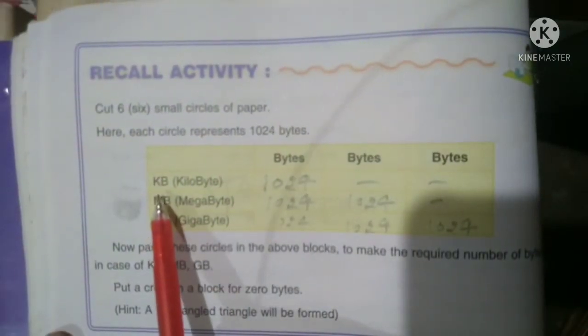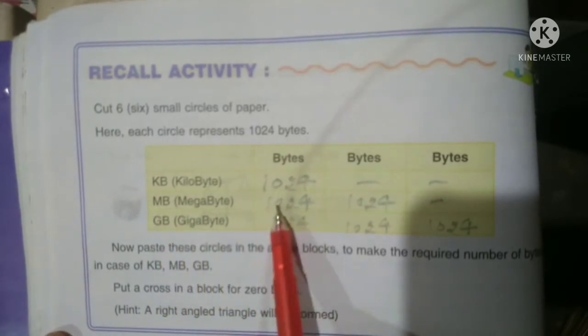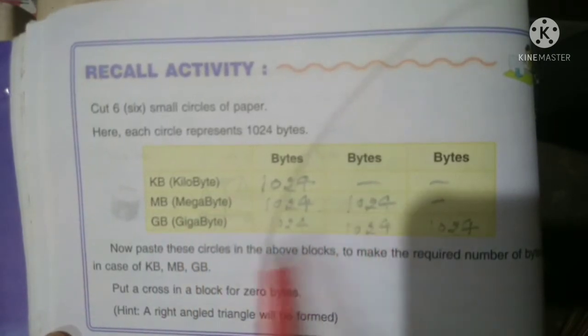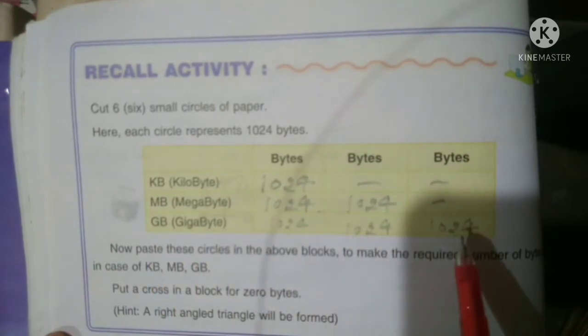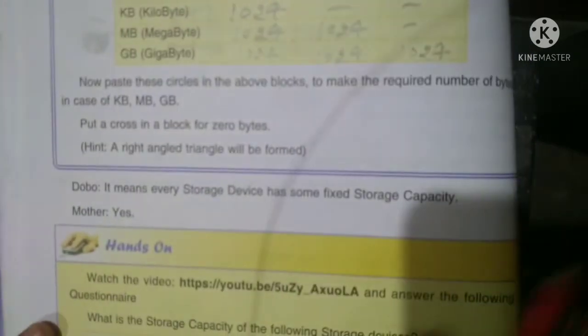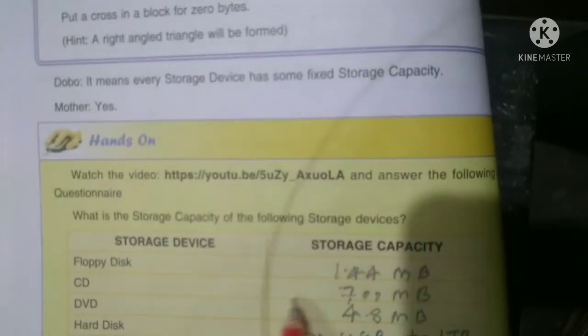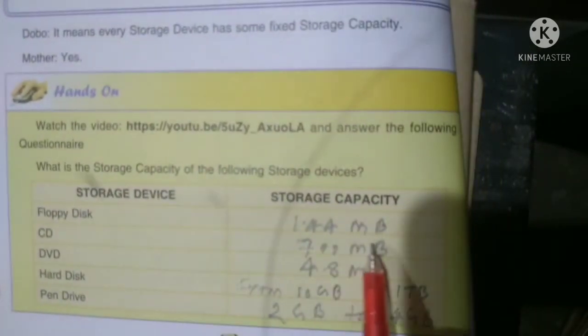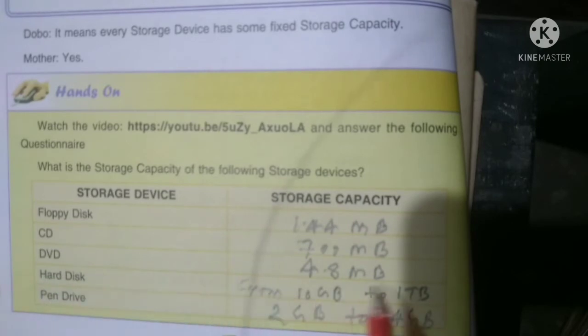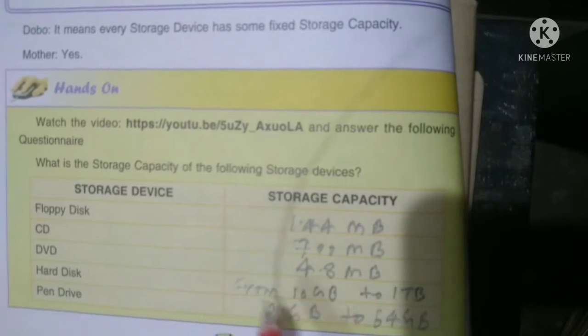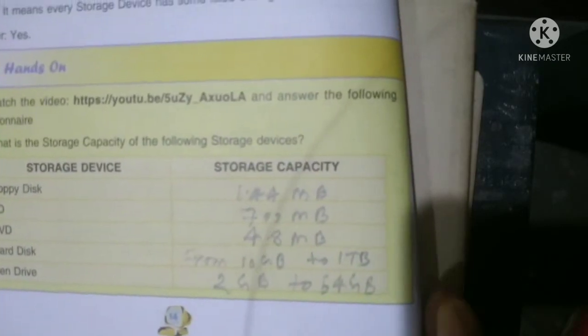In case of kilobyte, 1 time. In case of megabyte, 2 times, 1024, 1024. In case of GB, 1024, 1024, 1024, 3 times. A storage device, a storage capacity. Floppy disk, 1.44 MB. CD, 700 MB. DVD, 4 GB. Hard disk from 10 GB to 1 TB. Pen drive, 2 GB to 64 GB.